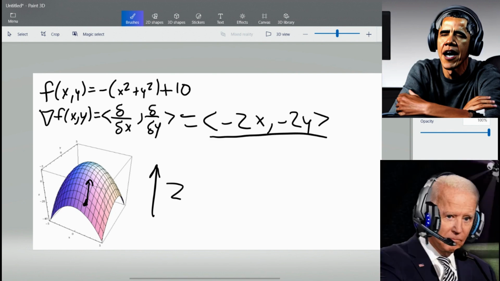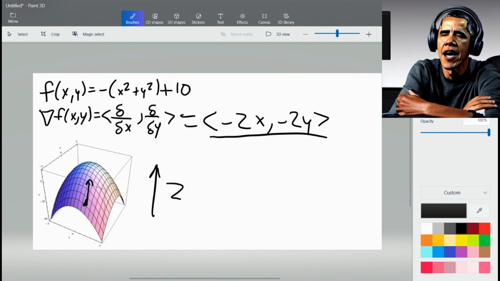Oh, I'm getting it now. We got a variable vector that we can input different values into, so we can find the direction of the greatest initial increase at that point. Yes, Joe, now you're getting it.